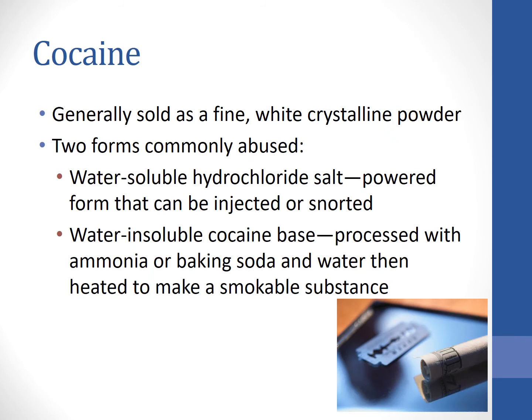Cocaine is another substance detected in the NHTSA study. Cocaine is generally sold as a fine, white, crystallized powder. There are two forms commonly abused. The first form is a powder form that can be injected or snorted. The second form is processed with ammonia or baking soda and water, and then heated to make a smokable substance.